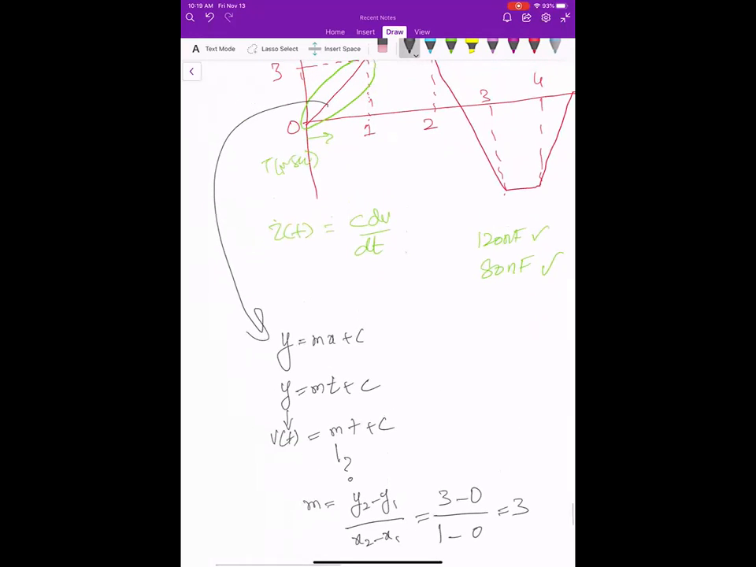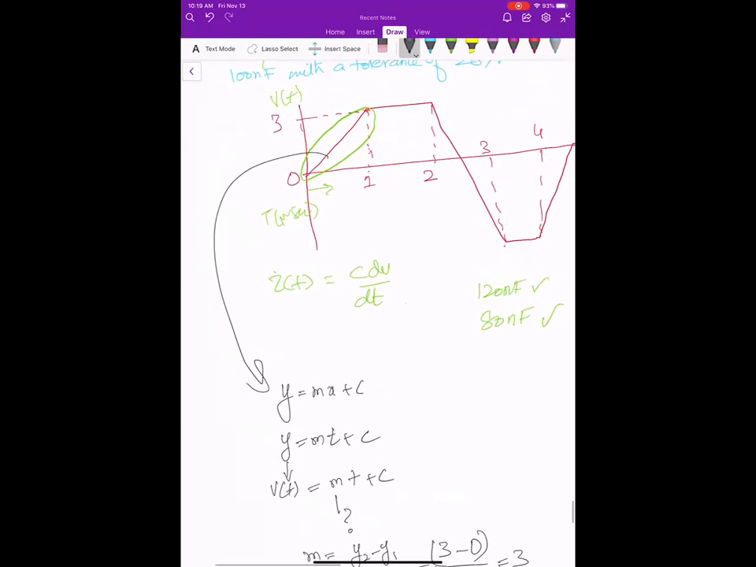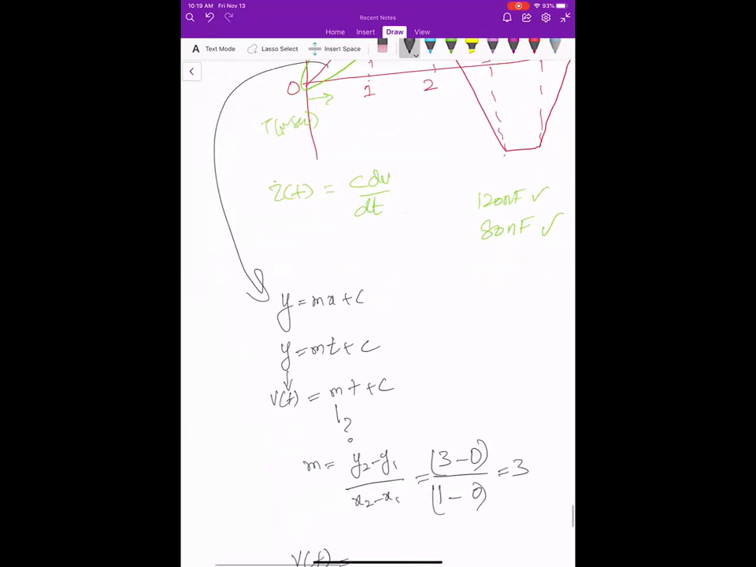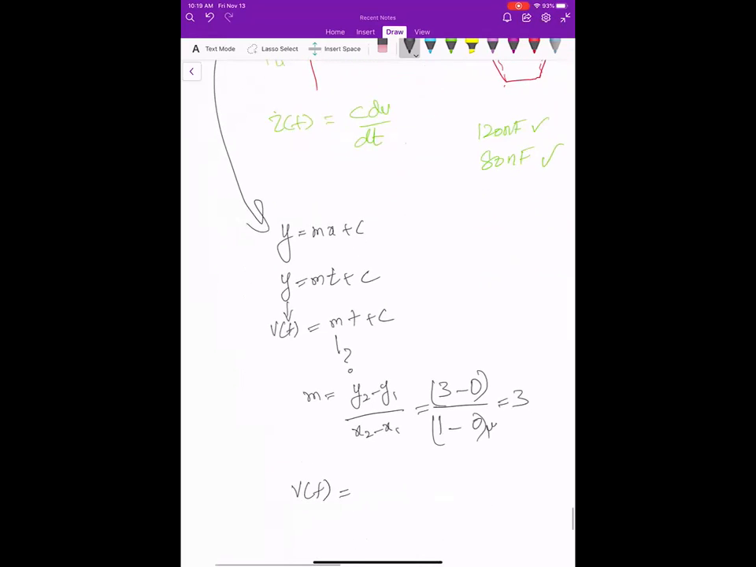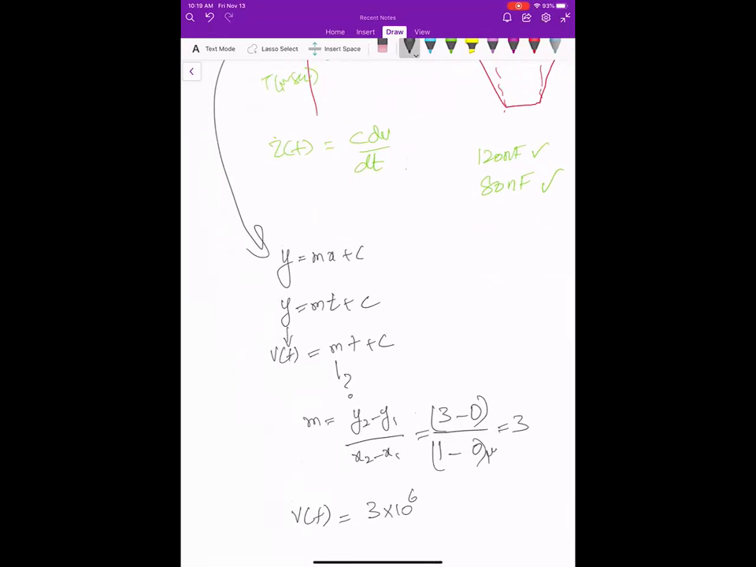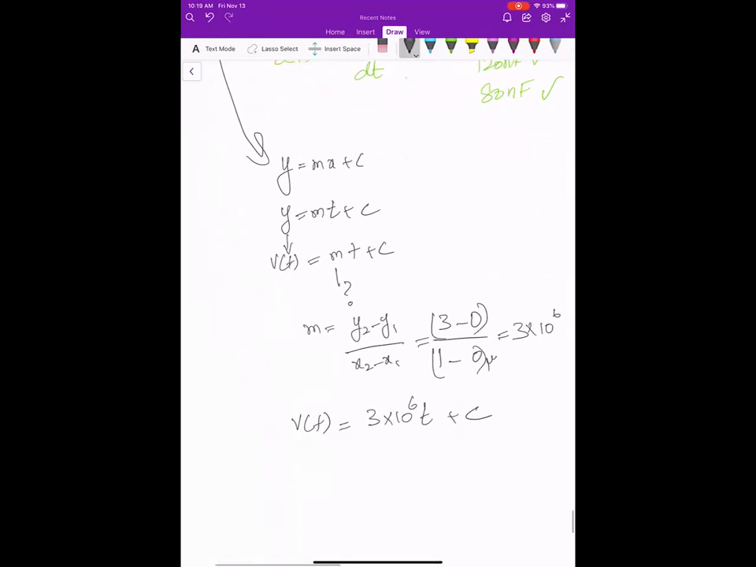So 3 is your slope, but one thing: the units are not the same. So 3 is 3 volts, but 1 is 1 microsecond. So you can just write micro here, which makes it 3 into 10 to the power 6. This is your M. So your V of t is 3 into 10 to the power 6 t plus c.